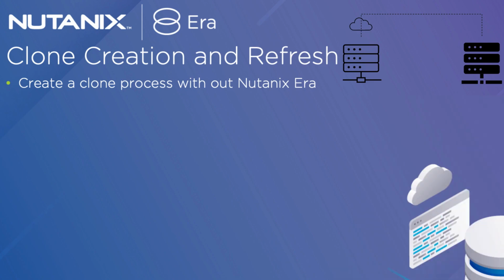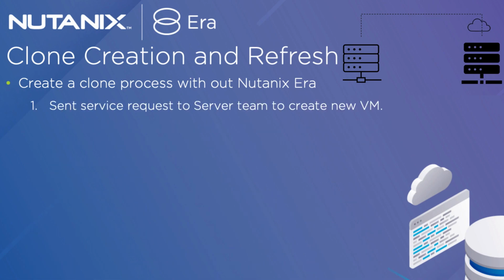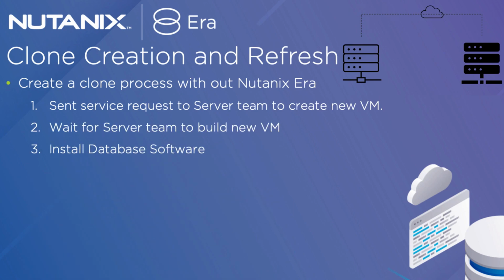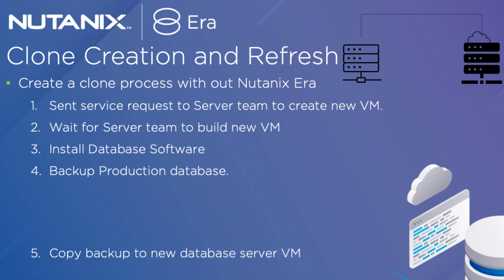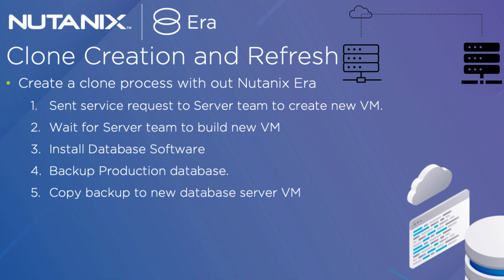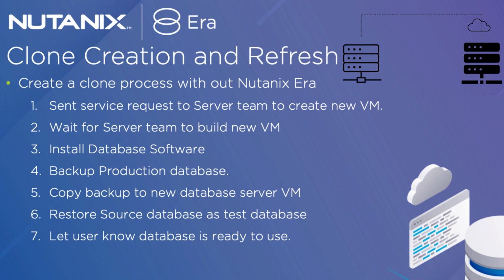When a user would request a copy of a production database to use for testing, I had several steps that needed to be completed. I had to send a request to the server team for a new database server VM to be built. Once the server was built, I would need to install and configure the database software. With the database now up and running, I would take a backup of the production database. I would then copy the database to the new server that had been built for testing. I would restore the database on the test server, and then I would let the user know that the database is ready to be used for testing.